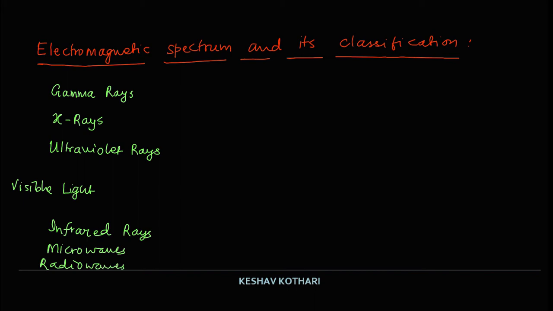And over here in between I am breaking the visible light also in this way. We are saying that over here is red, and on the upper side is violet, and the VIBGYOR is in between.